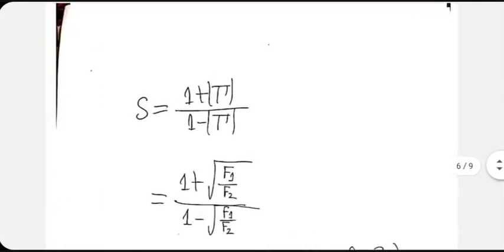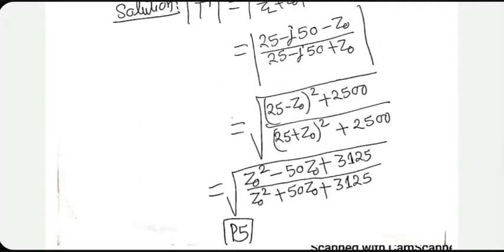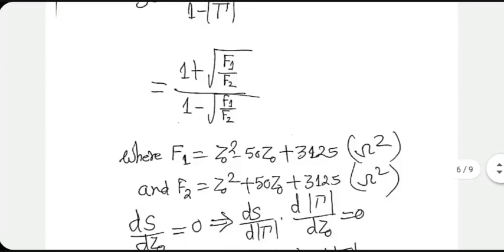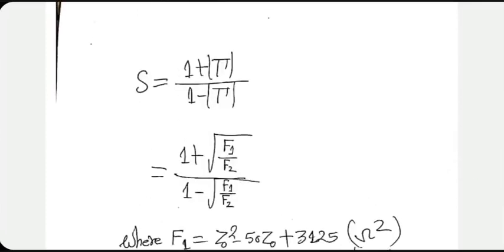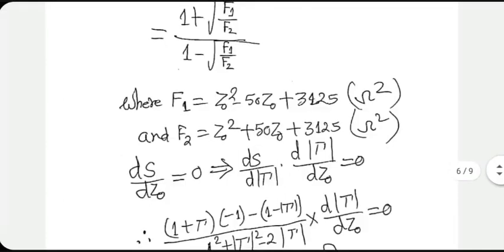So S is 1 plus magnitude of tau divided by 1 minus magnitude of tau, which means this equation, where F1 is the top expression under the parenthesis and F2 is the bottom expression. It's a little bit of an involved derivation. What you do from this point onward is dS/dZ0 equal to 0. To minimize the value of S, you put dS/dZ0 equal to 0. I broke it up into dS/d|tau| multiplied by d|tau|/dZ0 equal to 0. That is possible, right?